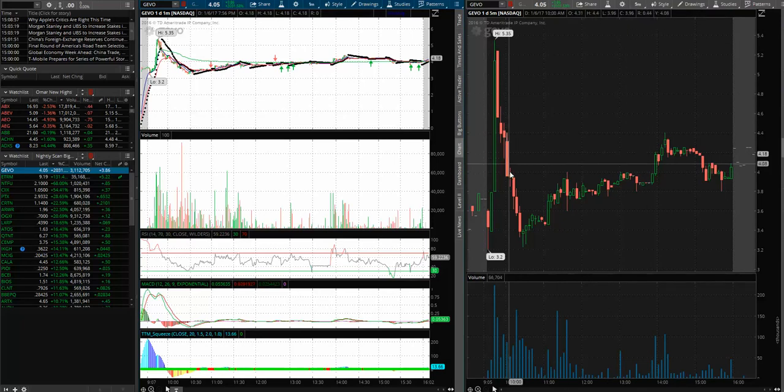The reason why I left the 5 minute with no indicators is just because I want you to have a clear vision of the pattern, so you can understand how patterns work.